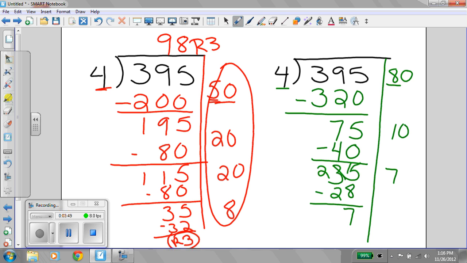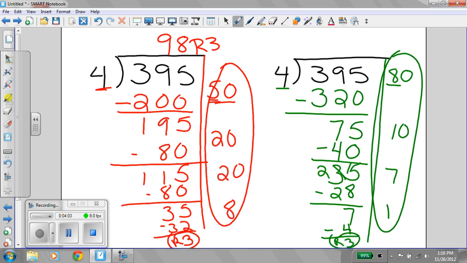Ooh, I still have 7. Okay, how many 4s are in 7? Well, I know there is one more 4 in 7, so I'm going to get rid of that. 7 take away 4 is 3, so I have a remainder of 3. Now I'm going to add up all of these numbers here. 80 plus 10 is 90, plus 7 is 97, plus 1 is 98 with a remainder of 3.